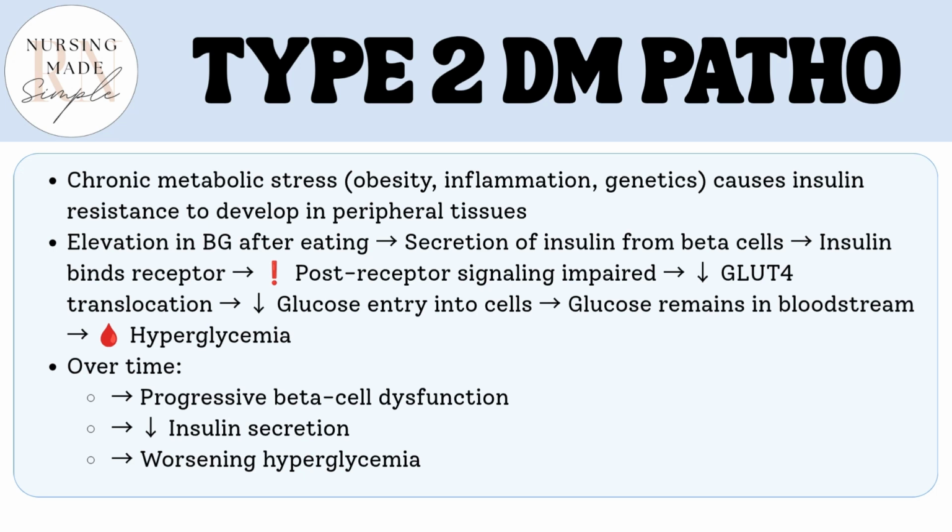Now, with type 2 diabetes, the longer that this goes on for, the more damage that is being done. This can eventually lead to progressive beta cell dysfunction, a decrease in insulin secretion, or worsening hyperglycemia.